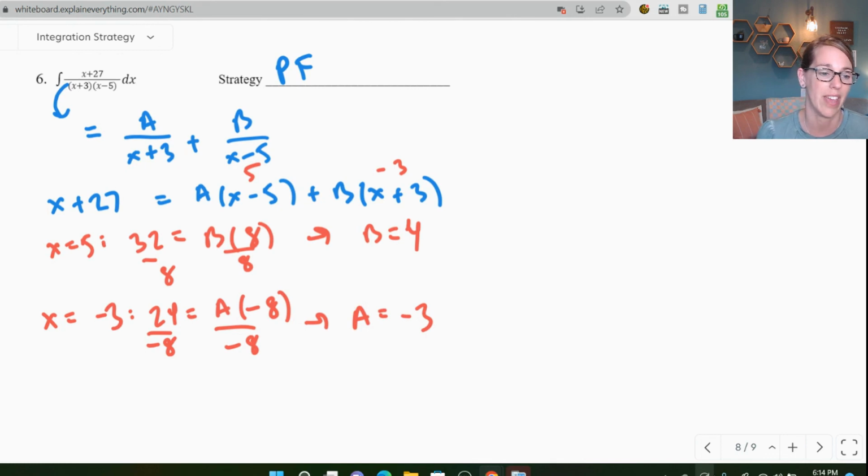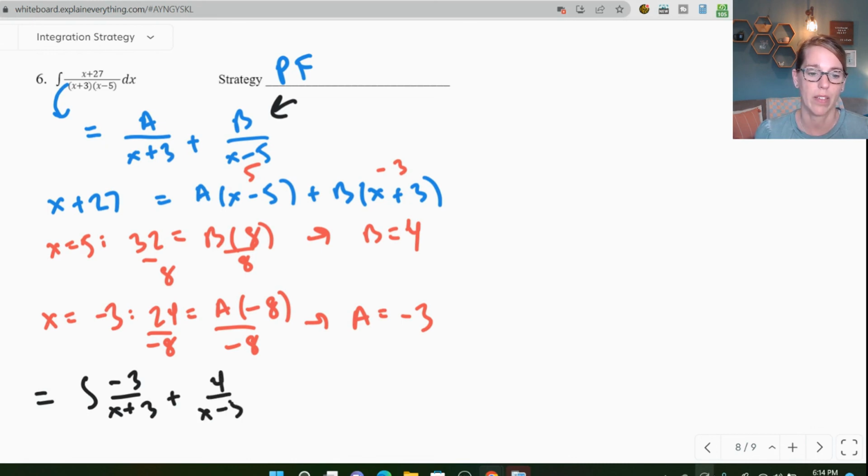Putting this together, I can come up with my integral. So my integral is going to look like this. So I'm going to have an a over x plus 3. So that's going to be negative 3 over x plus 3 plus b is 4 over x minus 5. And this is all dx. These are natural logs. The negative 3 can pull out in front, so you can think of these as individual integrals, but I'm going to go ahead and do it all in one step.